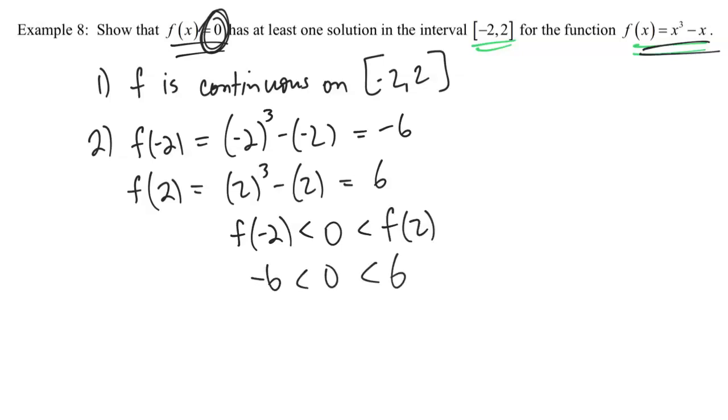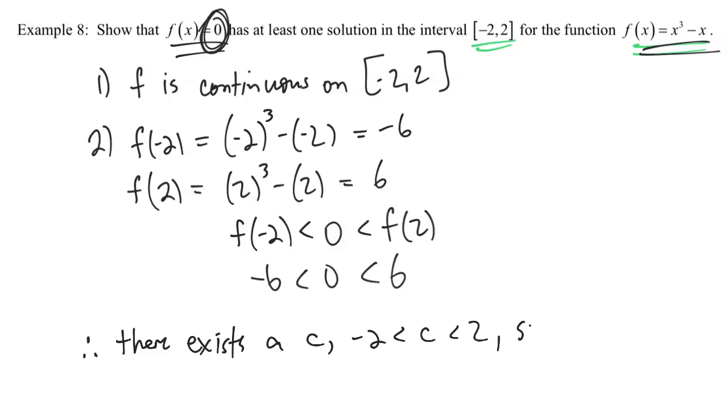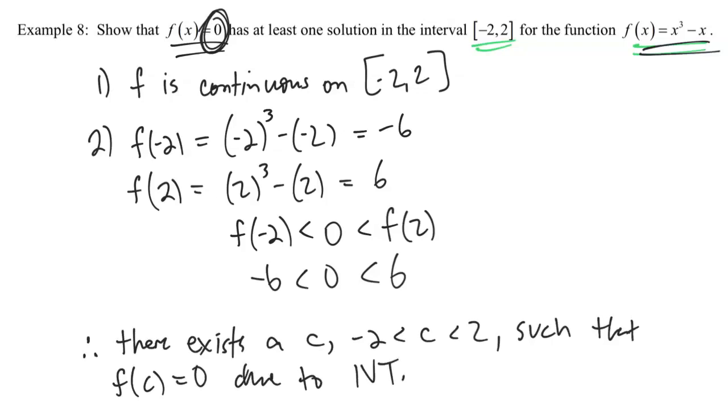And so the thing that I'm going to do lastly is just basically write my conclusion statement. So if you've never seen this symbol here, this just means therefore, and I'm going to say there exists a C. And where does that C have to be located? It has to be located on the open interval somewhere between the x values -2 and 2, such that f of that C has to equal 0, and this is due to the intermediate value theorem, which you can abbreviate as IVT.